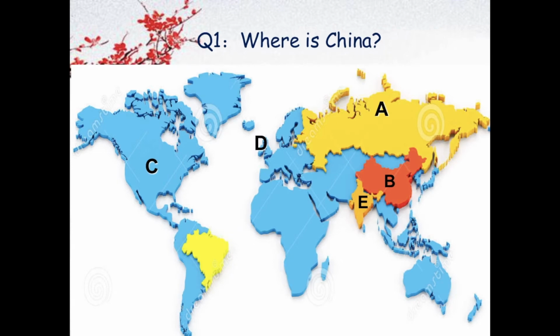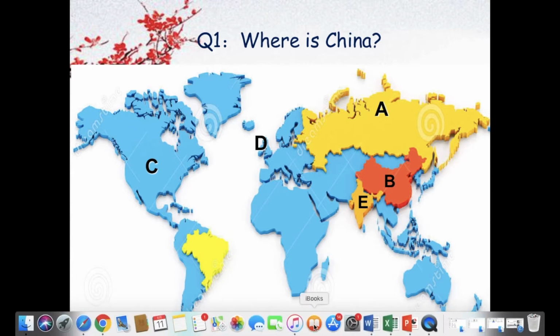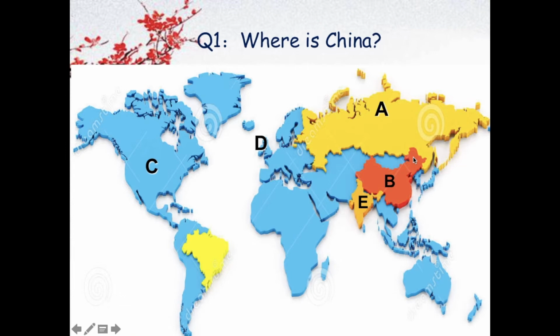Okay, question 1. Where is China? Let's have a look at the map. You have five options. A, B, C, D, and E. So which one do you think is China? I'll give you 3 seconds to think about it. 1, 2, 3. Okay, here's the answer. There we go. China is here in the middle of Asia.